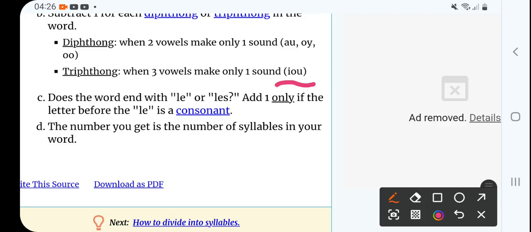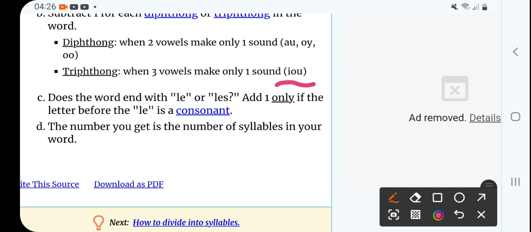Right now, meow, right? So meow. I'm just giving an example. So that's a, it will be counted as 1. Does the word end with le or les? Add 1 only if the letter before the le is a consonant. So that will be counted as 1.